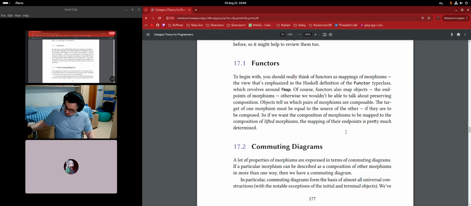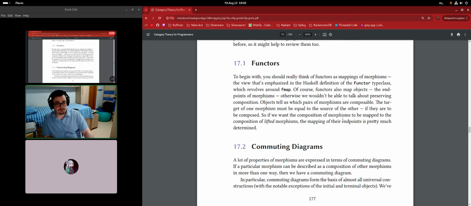So the first topic is functors. In Haskell, that's the Functor type class, which revolves around fmap. As we know, functors map objects, but also morphisms. We've seen this before: the target of one morphism must be equal to the source of the other if they are to be composed. We know this already.